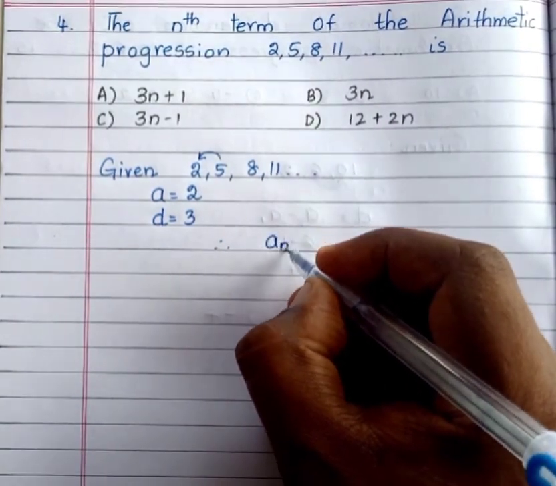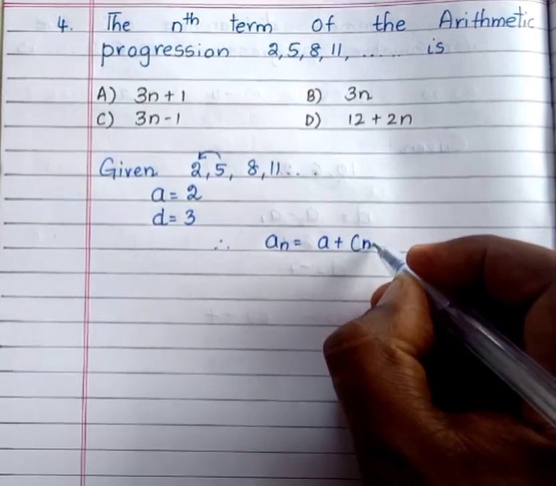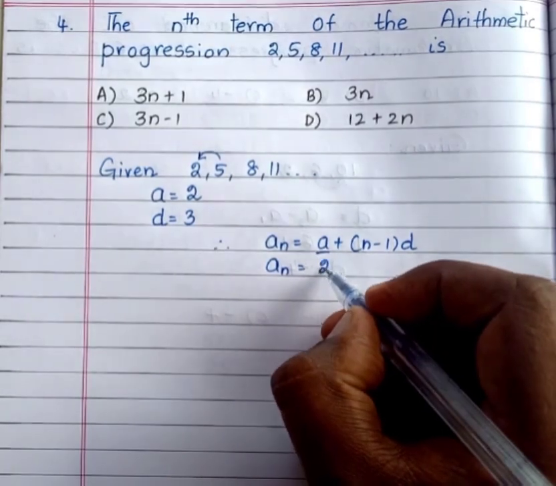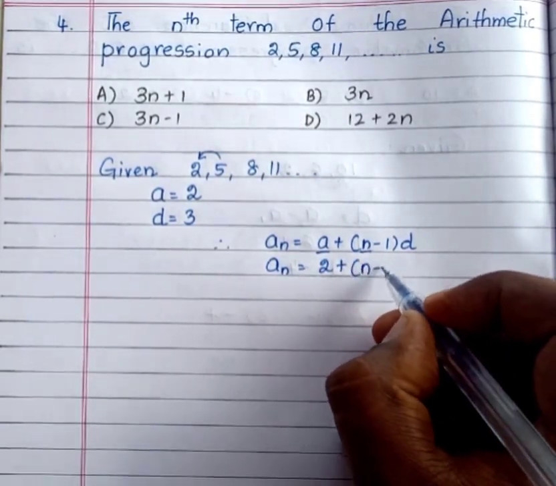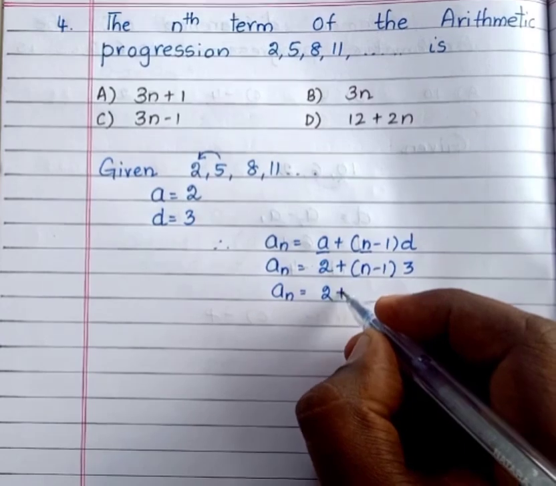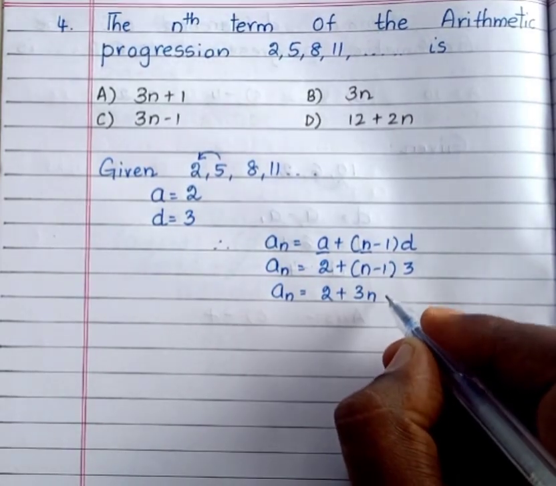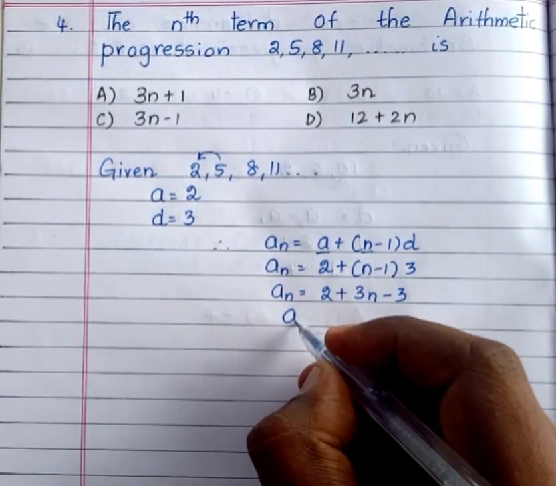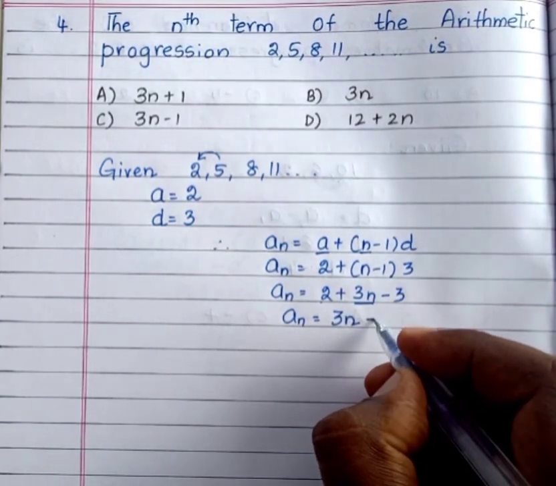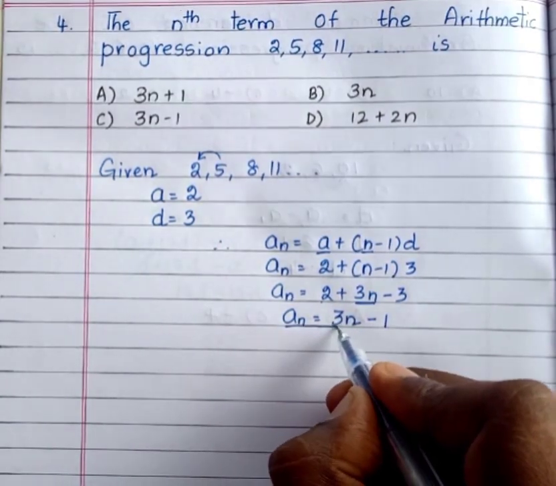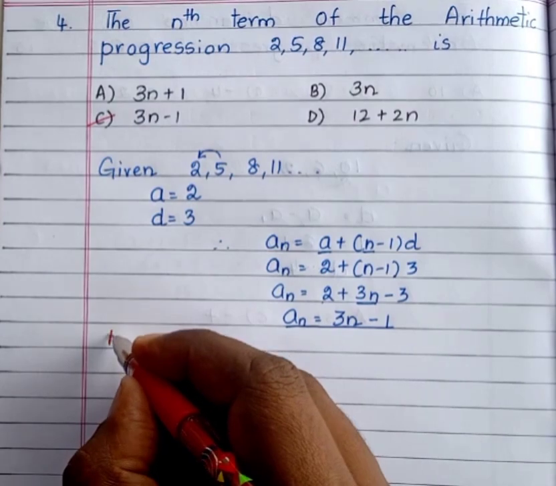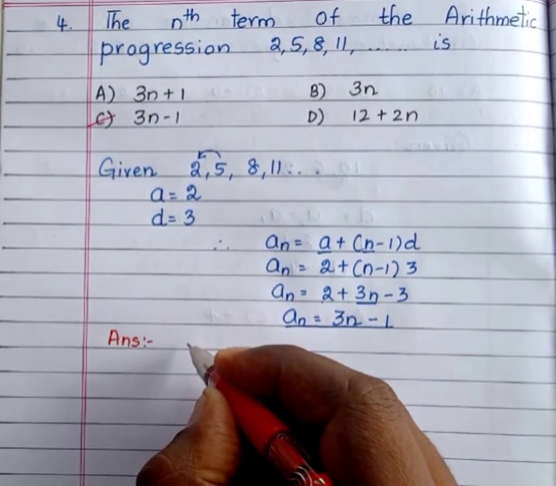Now the nth term formula of an AP is given by an equals a plus n minus 1 into d. Now substitute the value of a and d. That is a is 2 plus n value as it is, because we need to find out nth term, n minus 1 into the value of d is 3. Therefore an equals 2 plus multiply 3 into n is 3n, 3 into 1 is 3. Now an equals 3n as it is. 2 minus 3 will get minus 1. Therefore the nth term of the given AP is 3n minus 1. Therefore the correct answer is option C, 3n minus 1.